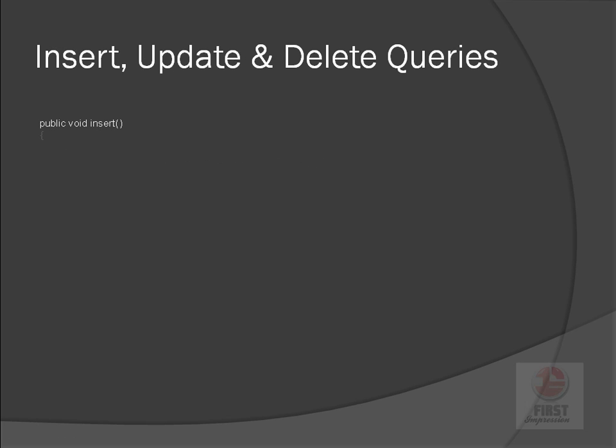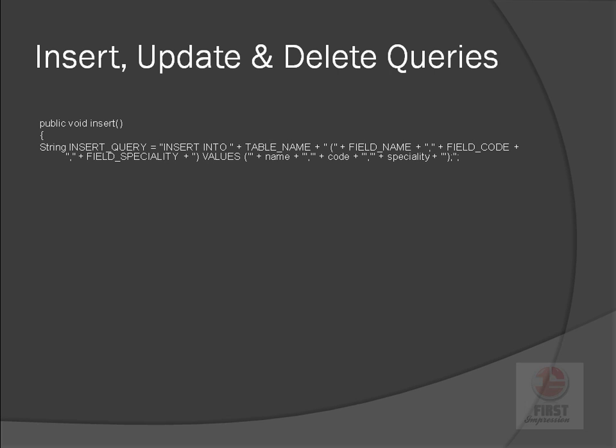After this, we'll have the insert query. So we'll say public void insert. Insert query is very easy. We'll say insert into the table name, field code and field specialty, values. Now the field name is a string, so the string will be in a single quote. So we'll say before name we have to have a single quote.